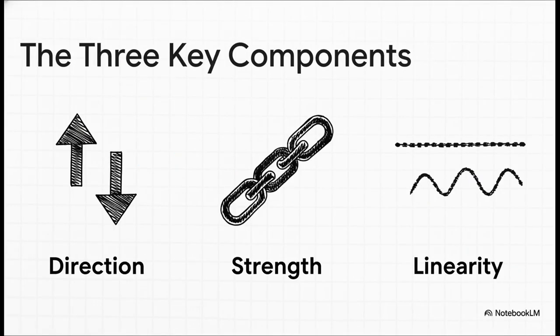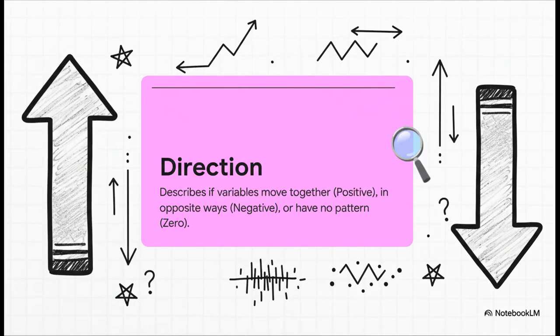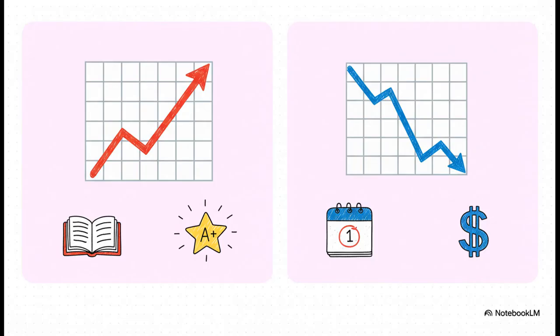And to really understand that relationship, we're basically looking at three key things: the direction they're moving in, the strength of that movement, and whether or not they move together in a pretty straight line. Direction is really our first clue. Are these two things rising and falling at the same time? That's positive. Or does one go up when the other goes down? That's negative. Or, is there just no real pattern at all? Just random noise?